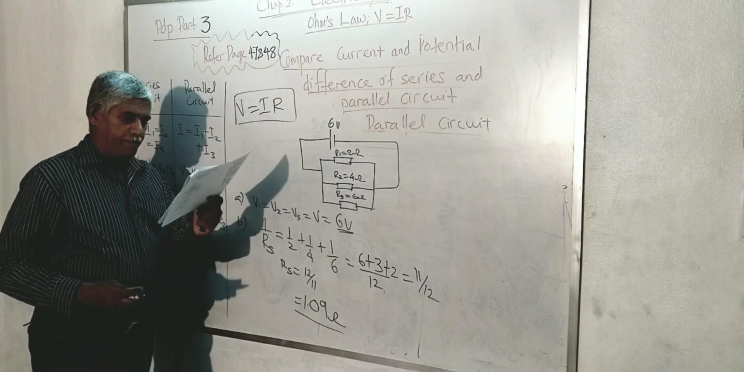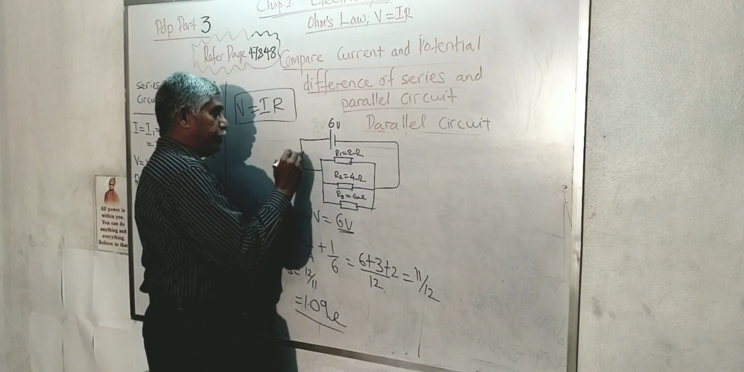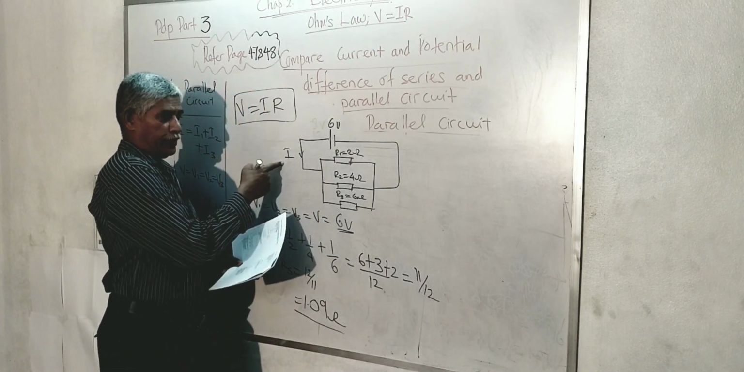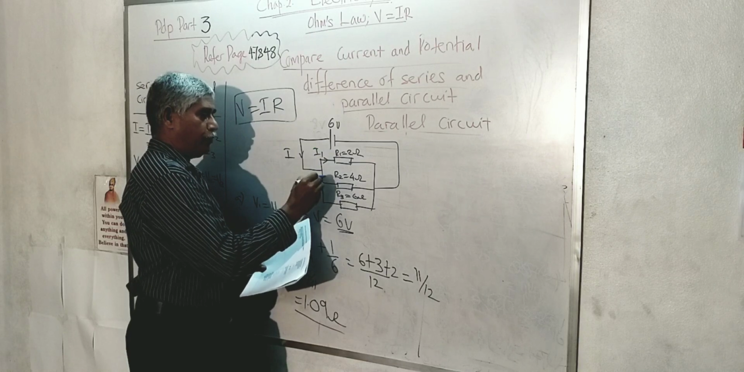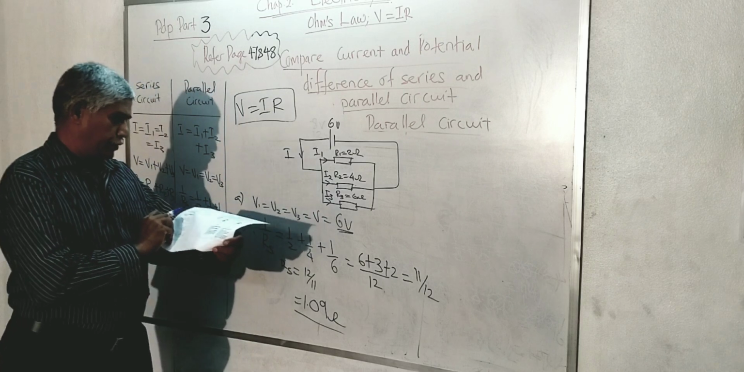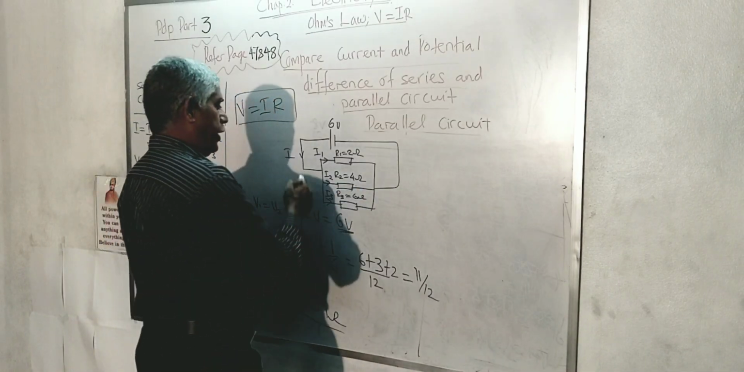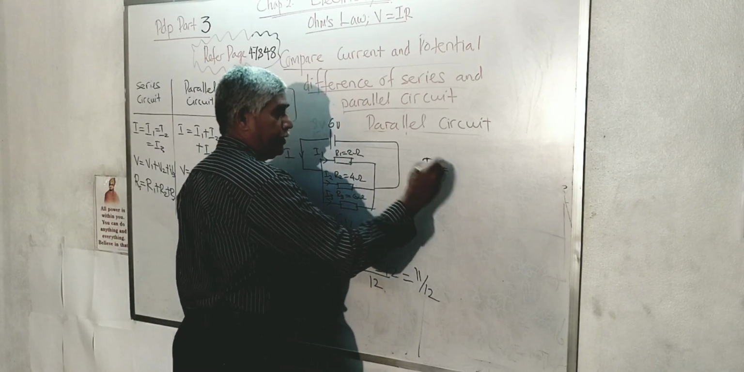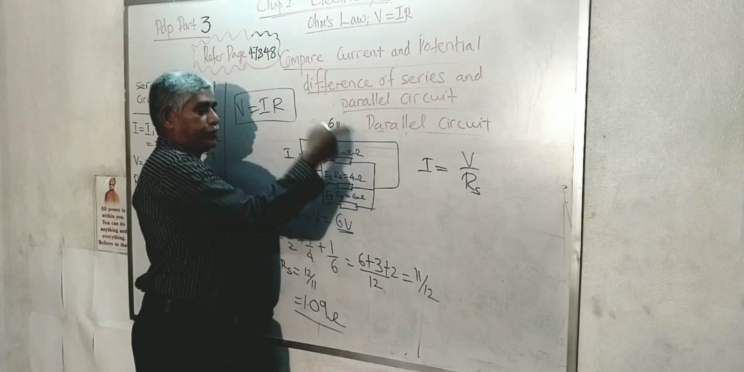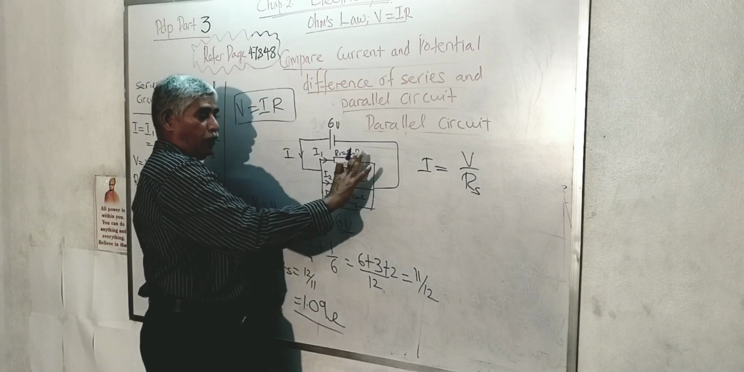Okay, now the C, current I. Current I here means the main current they are asking. Why do I say current I? If you look at the diagram, it's also given. Over here is mentioned as I1, here I2, and here is I3. So current I is the main current. For the main current, we take the main voltage divided by the effective resistance, because this is the main current which is passing through all the resistors.